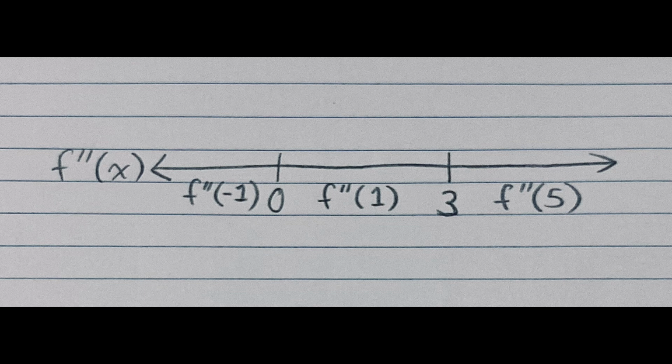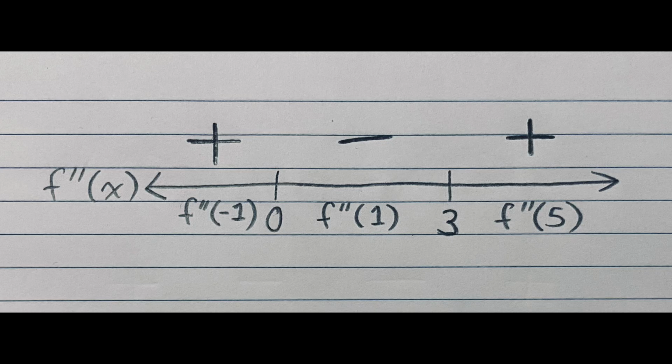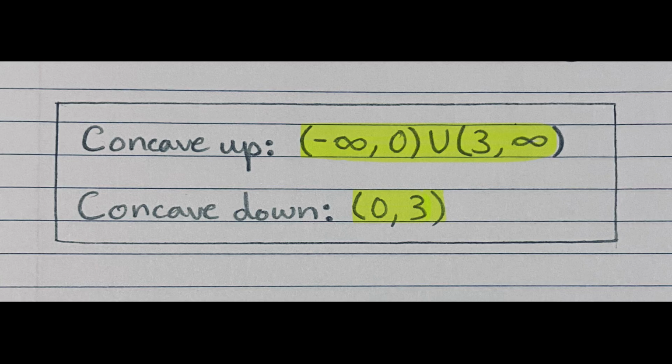And what I found was that the first interval was positive, the second interval was negative, and the last interval was positive. So that means that the first interval was concave up, the second interval was concave down, and the last interval was concave up again. So from our number line, we can conclude that the function is concave up from -infinity to 0 and from 3 to +infinity. It's concave down from 0 to 3. So that's the final answer for problem 2.